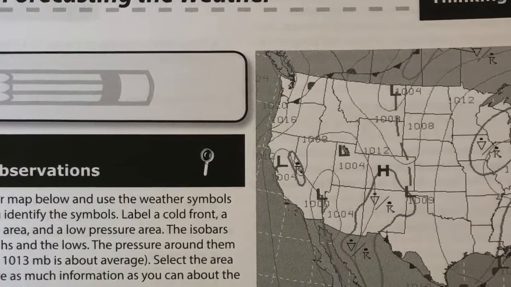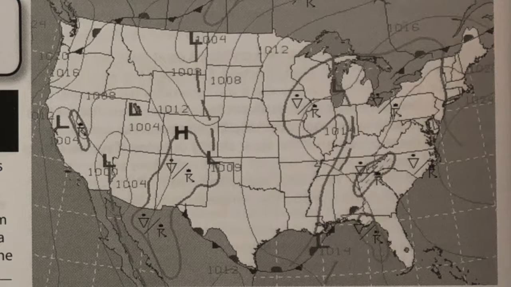Students will look at the weather map on page S38 in the student journal and identify these symbols: a cold front, a stationary front, a high pressure area, and a low pressure area. The isobars are the lines around the highs and lows.